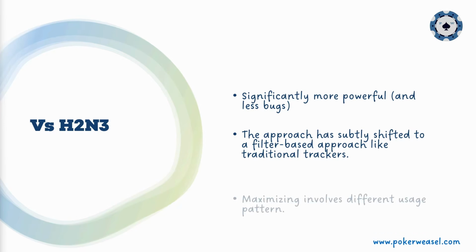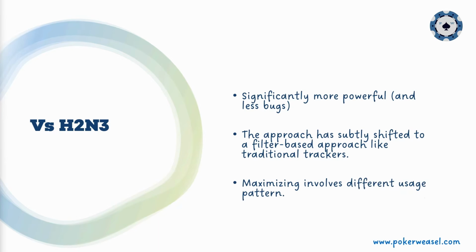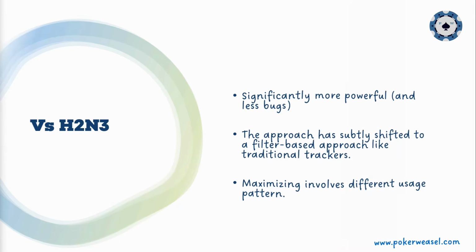So maximizing the use of Hand2Note 4 involves a different usage pattern compared to Hand2Note 3. And that's going to be a decent amount of the focus in this tutorial, understanding how we can maximize the value of software that's focused in a slightly different area. If we're going into this expecting to be able to use Hand2Note 4 in exactly the same way as Hand2Note 3, I think we've missed the point of what was intended by the developers. And of course, we just don't know what was intended fully because we don't have any documentation for using Hand2Note 4 at this stage.